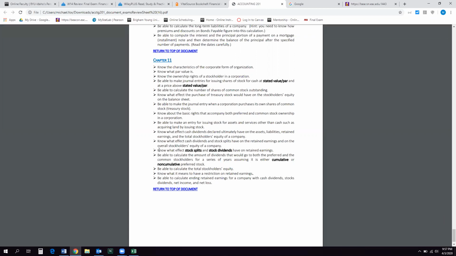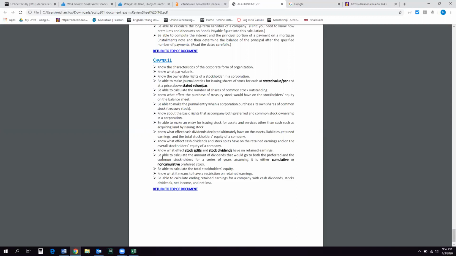So again, know what effects stock splits and stock dividends have on retained earnings. Stock splits have no effect on retained earnings, whereas stock dividends reduce the retained earnings by the amount that the stock goes up. So we're paying for the new shares of stock that have been issued out of retained earnings.